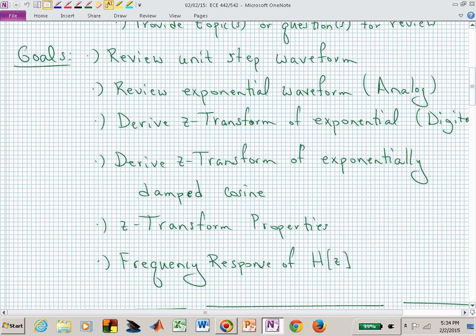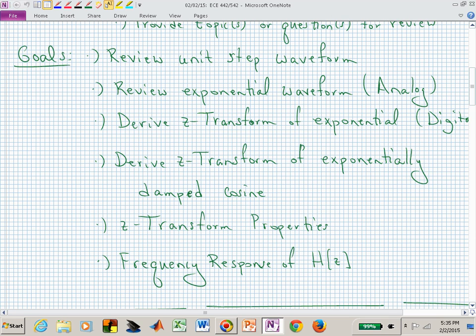Then let's follow through and look at the exponential waveform. You should be very comfortable with that in the analog setting. We just started looking at deriving that for the discrete time or digital case. We'll finish that up, and then we will look at the Z-transform of an exponentially damped cosine. On homework 2, you'll have to rederive that for an exponentially damped sine. But that now gives us pretty much all of the waveforms that we might be interested in dealing with, or most of the waveforms we'll be dealing with in this class.